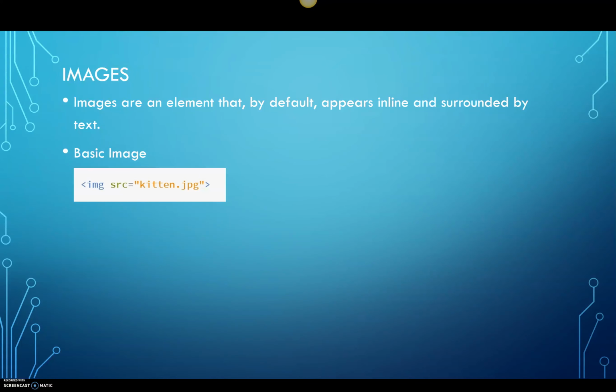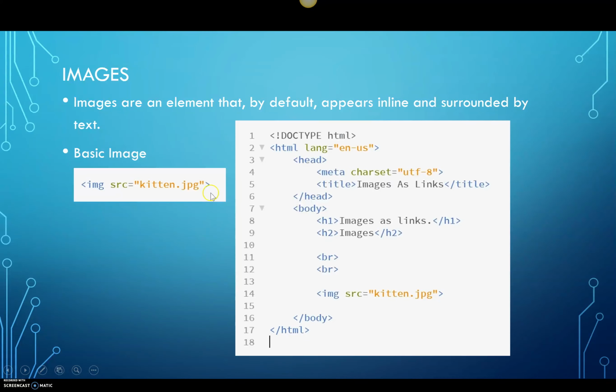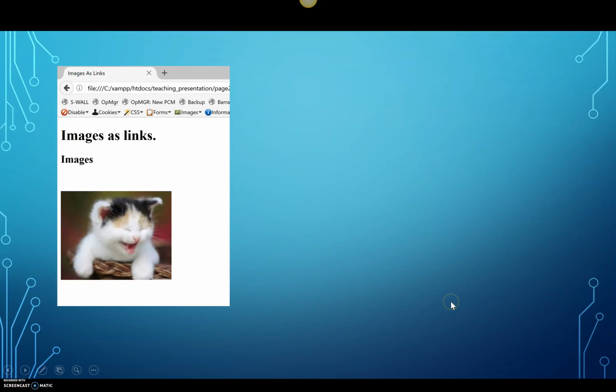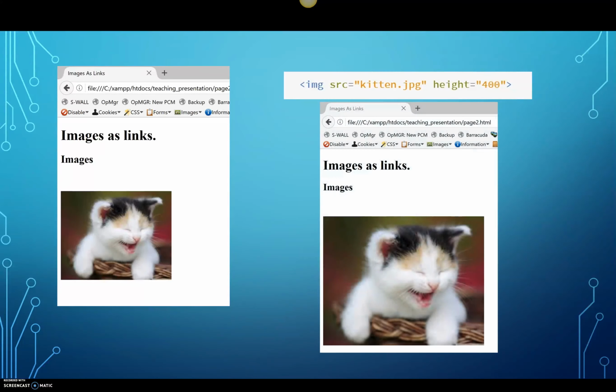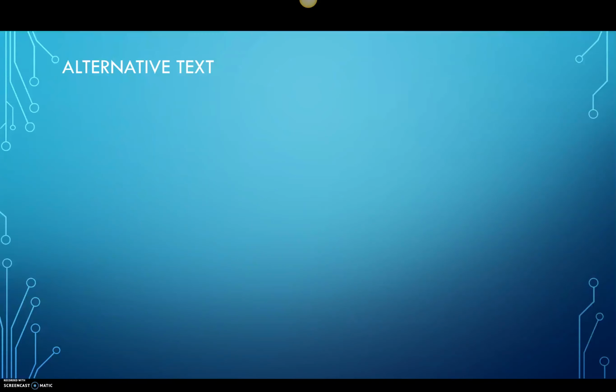Your basic image looks like this: the image tag, and then a source and a file name. Notice that this uses the relative file name, so kitten.jpg would have to exist within the same folder as the current page does. And here's a simple page that uses that image tag. It looks like this. However, I like my kittens just a little bit bigger, and there we go. I just changed the height to 400 and let the width auto size so that the aspect ratio stayed the same. Then you have alternative text in an image.